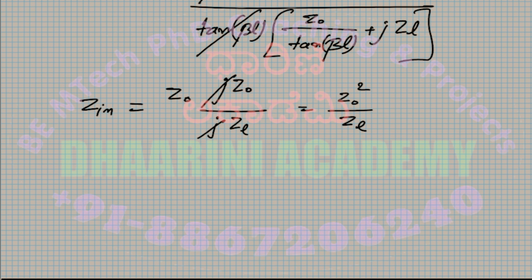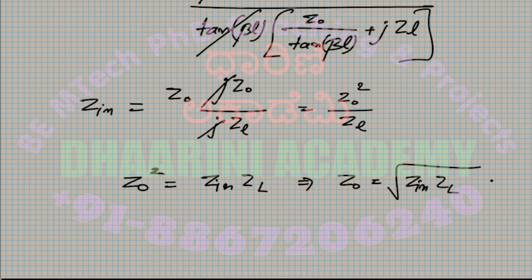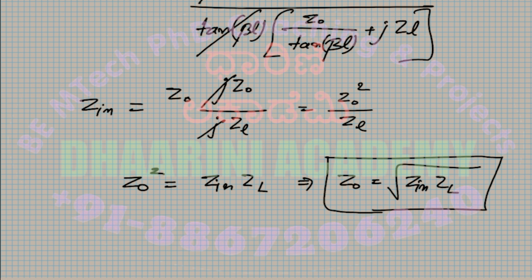There is one very peculiar relationship that holds good for a quarter wave transformer, which is used for impedance matching. I will show you how to use this when we solve the problems, but this equation is very important. So Z naught square is equal to the input impedance times the load impedance. Z naught is the characteristic impedance. The square of the characteristic impedance is input impedance into load impedance. That means Z naught can be root of Z in into ZL. Very important. This is valid for a quarter wave transformer only.